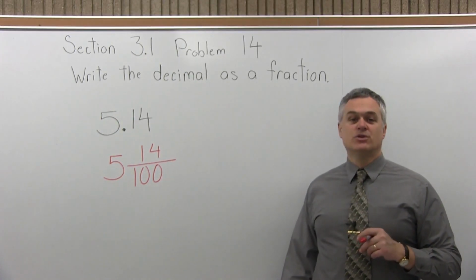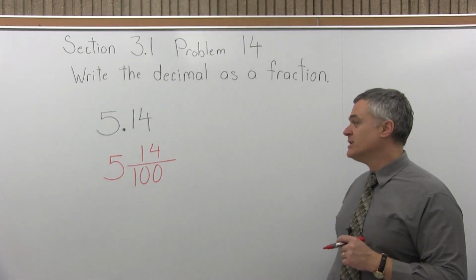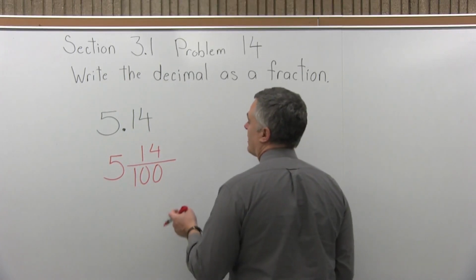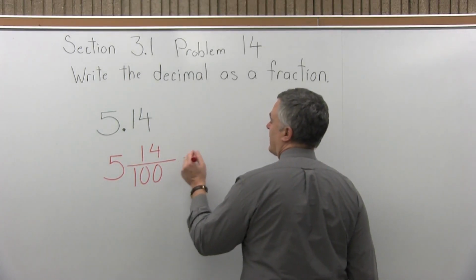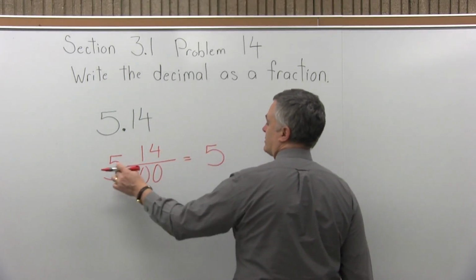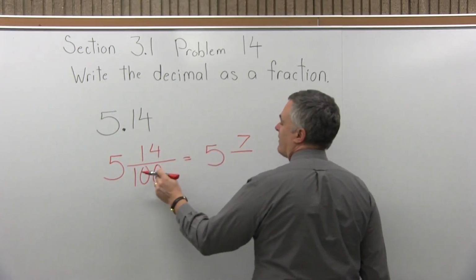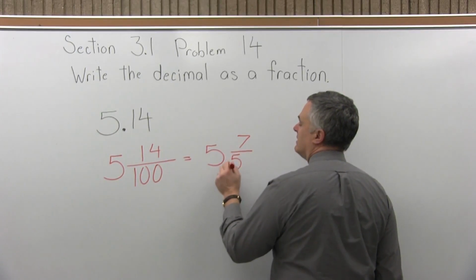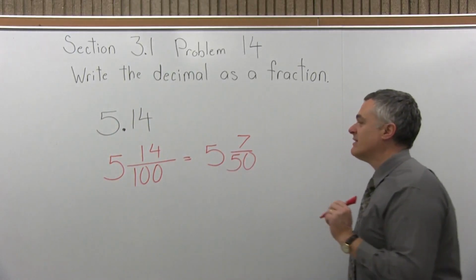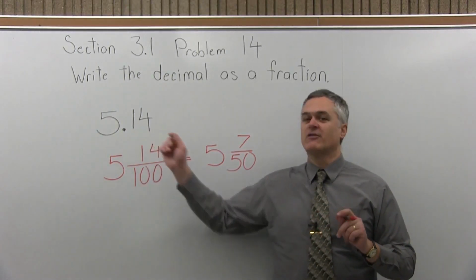Step 4 is reduce the fraction if it is reducible, and this one is. 14 and 100 are both even, so I can at least cut them in half. So the 5 in front of the fraction will stay in front. And half of 14 is 7. Half of 100 is 50. So my answer is 5 and 7/50. That's equivalent to 5.14.